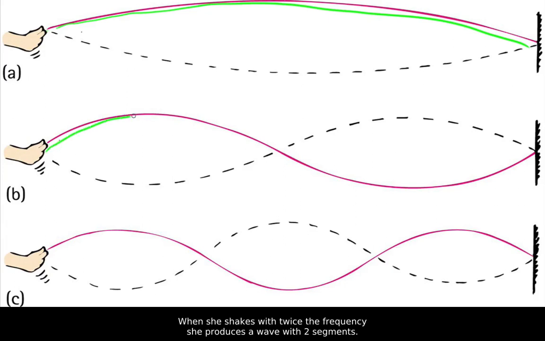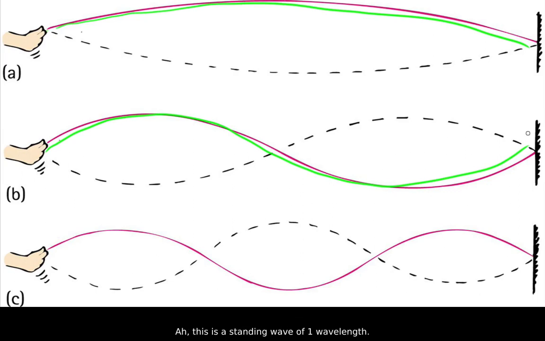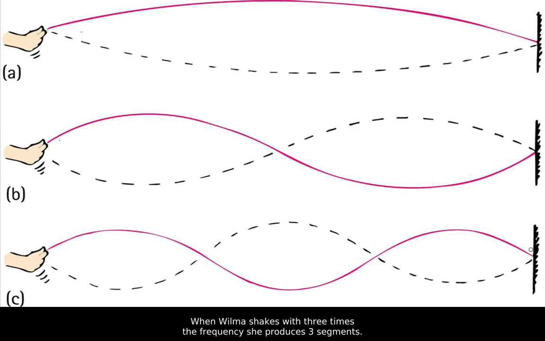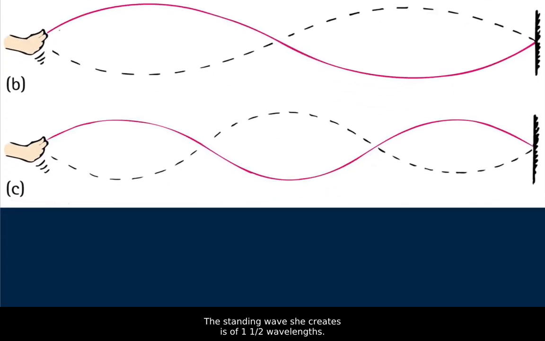When she shakes with twice the frequency, she produces a wave with two segments. This is a standing wave of one wavelength. When Wilma shakes with 3 times the frequency, she produces 3 segments. The standing wave she creates is of 1.5 wavelengths.